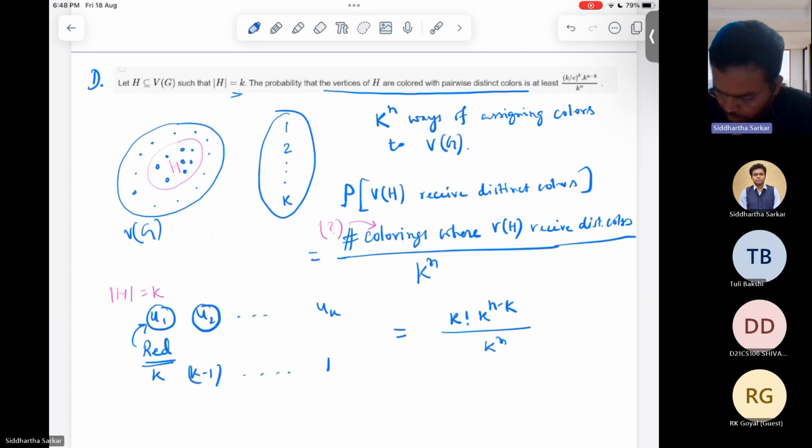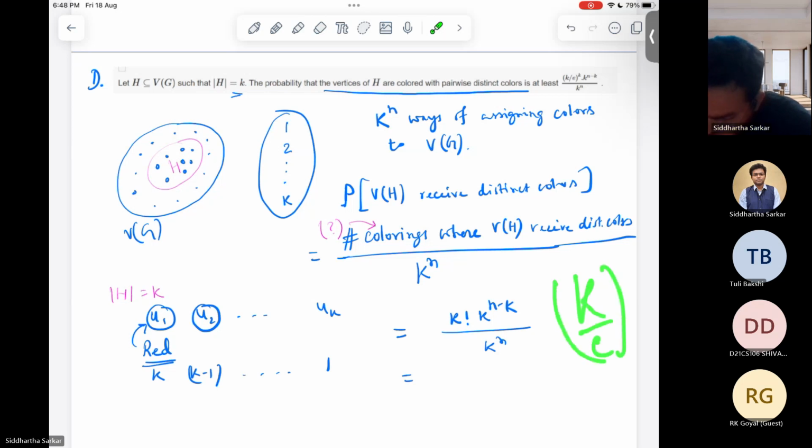So this is nothing but... so now we compare that, are these two things, how similar are these? So in the denominator we have k to the power n, in the numerator we have k to the n minus k, which is also matching, but in the numerator we have something like k by e, where e is the base of the natural logarithm, k to the power e to the k.